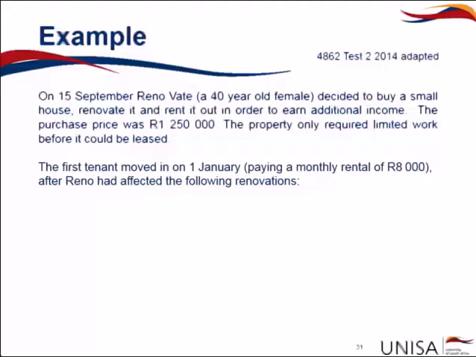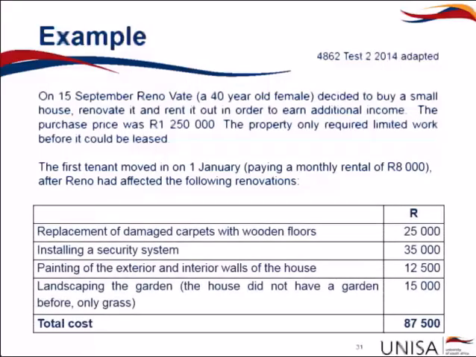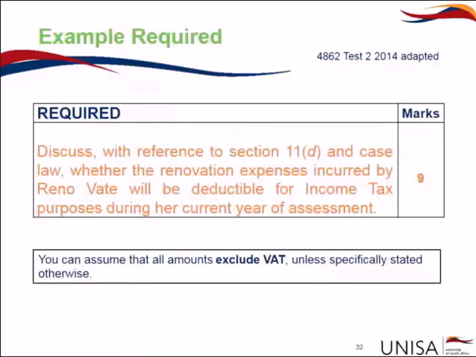After that, Reno effected the following renovations, and we give you a list. So obviously what we want you to decide with this list is whether it qualifies as a repair or whether it is not a repair, therefore capital in nature, and then if there's an allowance that we could claim on that. We are required to discuss with reference to Section 11D, so they are limiting us to only look at whether or not this qualifies as a repair, not to go further and think about other allowances. In terms of Section 11D and case law, will the renovation expenses incurred by Renovate be deductible for income tax purposes during her current year of assessment? You can assume that all amounts exclude VAT unless stated otherwise.